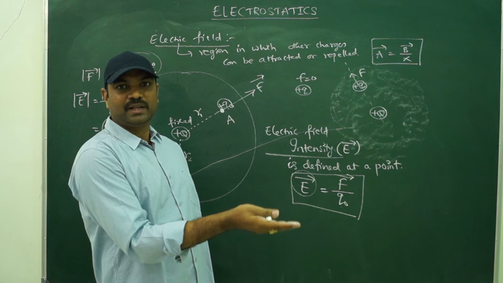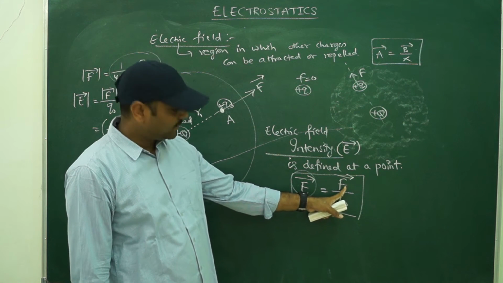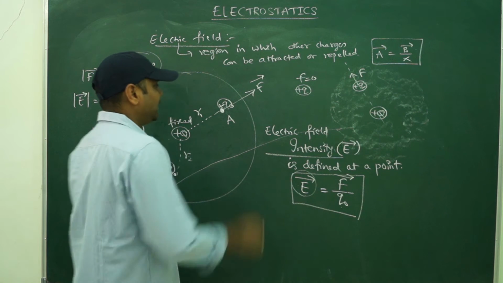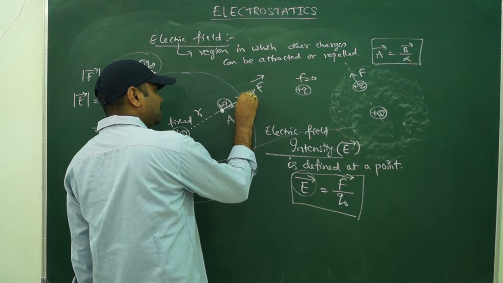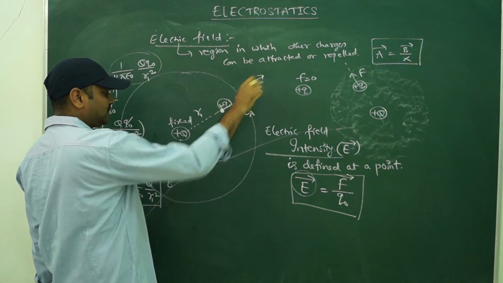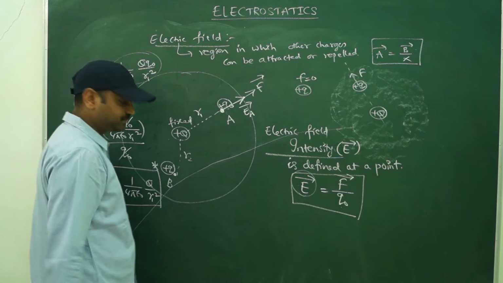Whatever B bar direction will be there, that should be the A bar direction. Similarly, whatever F bar direction is there, that should be the E bar direction. So F bar direction and E bar direction are the same. So what is the E bar at A point? E bar at A point is along the line joining the point and charge and away from the charge.